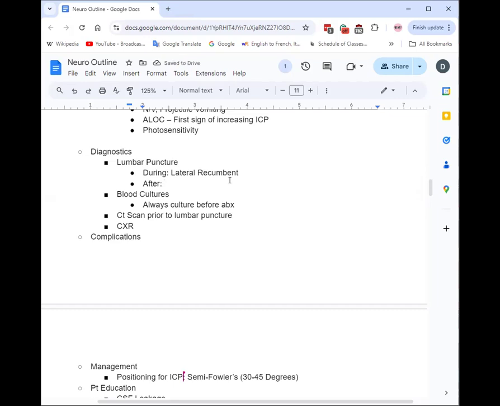So you kind of mentioned that we want them in semi-Fowlers to decrease the intracranial pressure, but we also want to prevent leakage of cerebral spinal fluid. So how do you hit two birds with one stone, or how do you deal with that? Do you want them to stay lateral recumbent, like flat side lying, or do you want them to go semi-Fowlers, or what are you going to do?